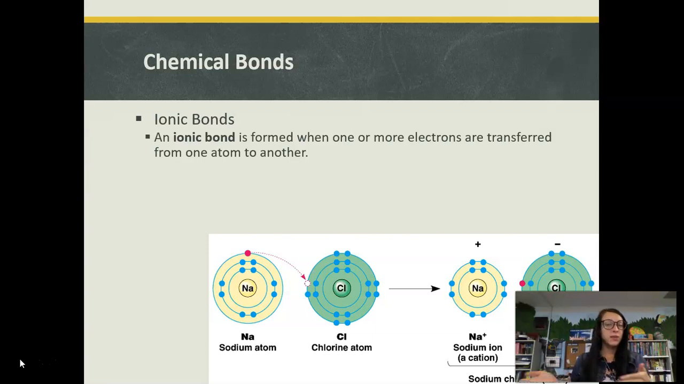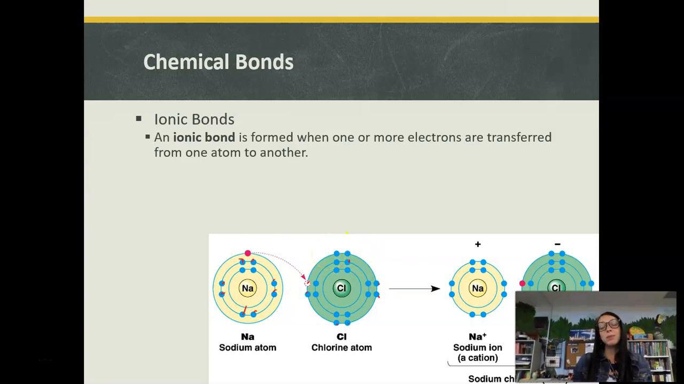If sodium gives away an electron, it now has 8 electrons in its outer shell here. 1, 2, 3, 4, 5, 6, 7, 8. If it gives one to chlorine, chlorine has 8 valence electrons in its outer shell. It would have 1, 2, 3, 4, 5, 6, 7, 8, making both of these happy.